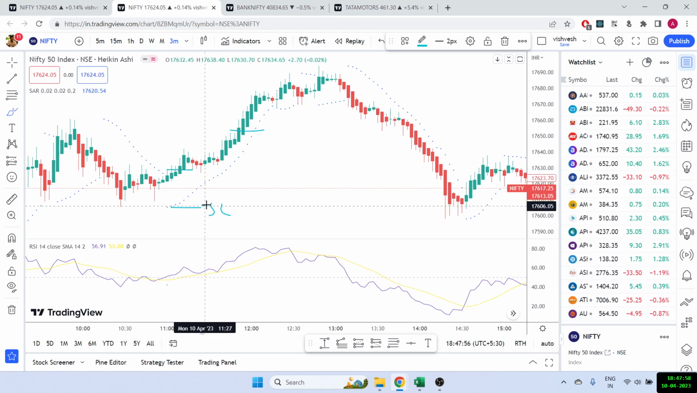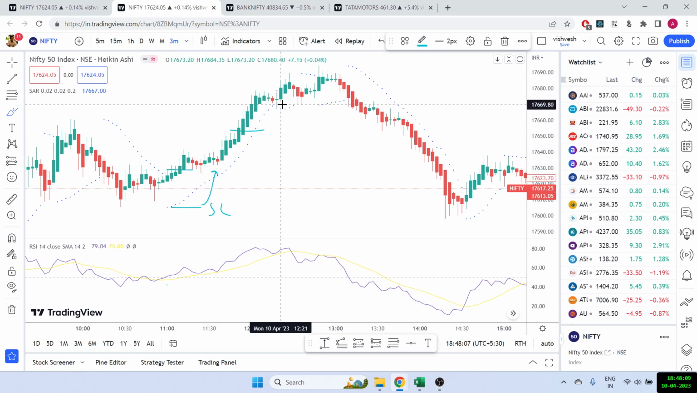So I will trail my stop loss to my starting price, to my entry price, so that now I cannot make a loss, and I will also keep trailing it based on this PSAR. So my other exit will come somewhere on this candle, because this candle actually hits my PSAR value. So as you can see, I have got one exit here. This is my first exit and this is my second exit, and both the trades have been profitable.